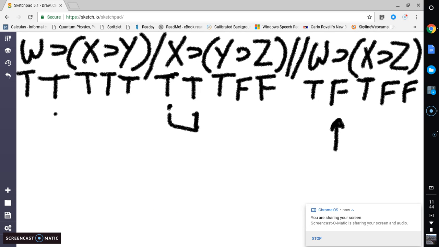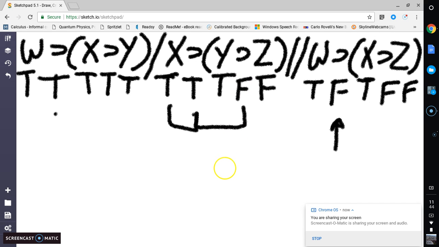This was supposed to be a true second premise, but we ended up with a situation where y is true, z is false, so if y then z is false. But now this conditional that was supposed to be true is actually false because it has a true antecedent and a false consequent. So we found a contradiction.